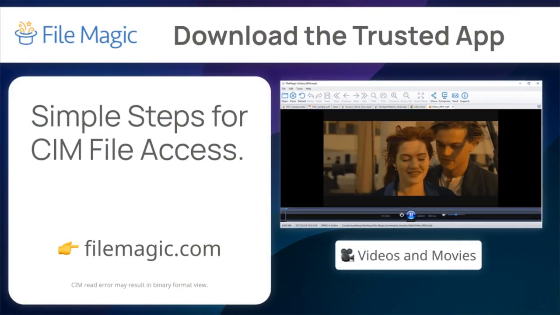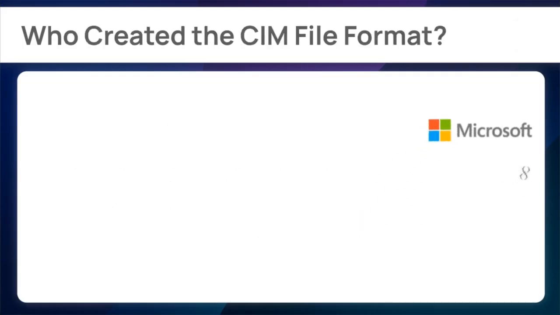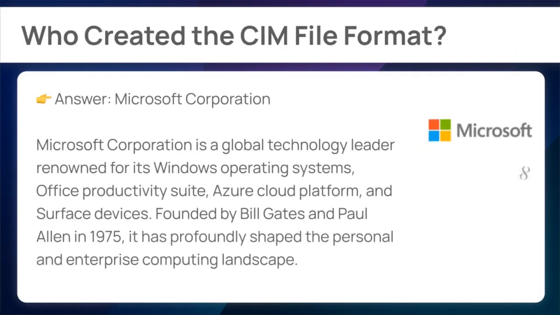First, the simple methods. CIM files are Windows Management Instrumentation repository database files that store the common information model schema, defining system management classes, properties, methods, and associations. They form the backbone of WMI, enabling remote administration, scripting, and system monitoring on Windows platforms.